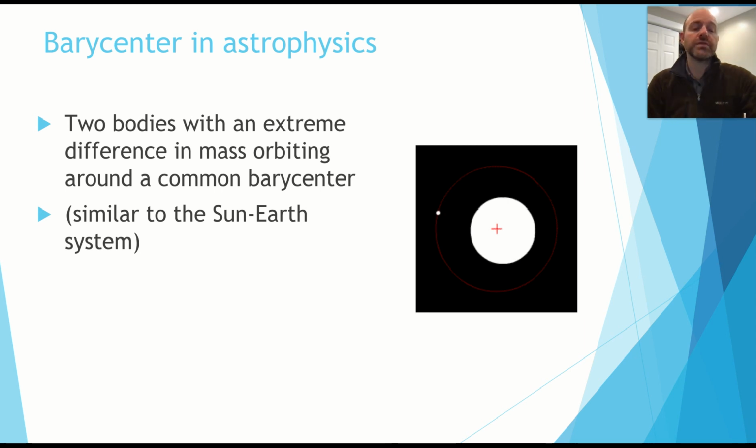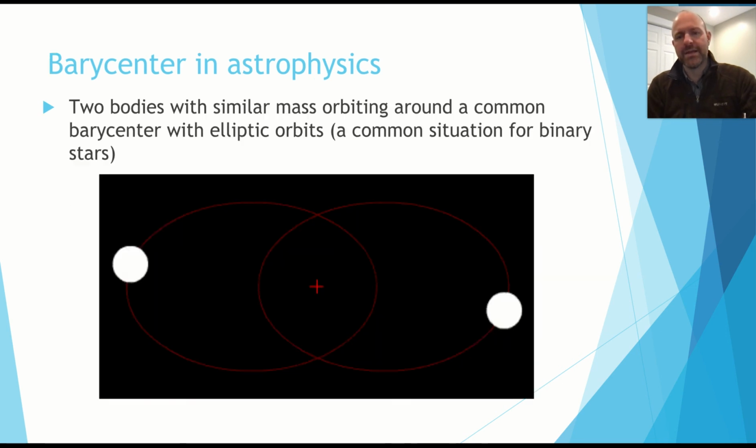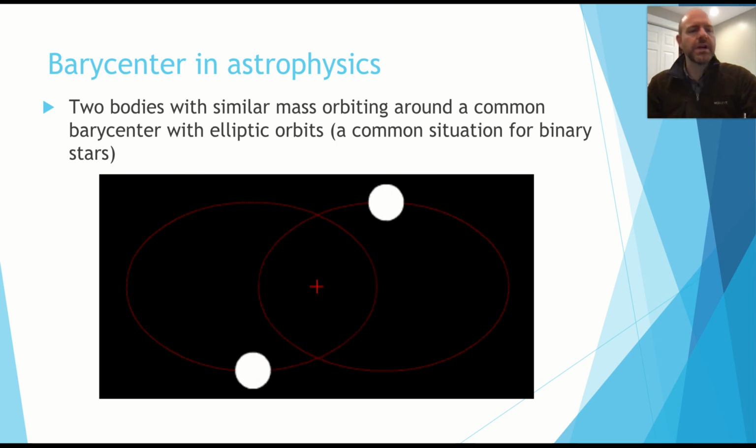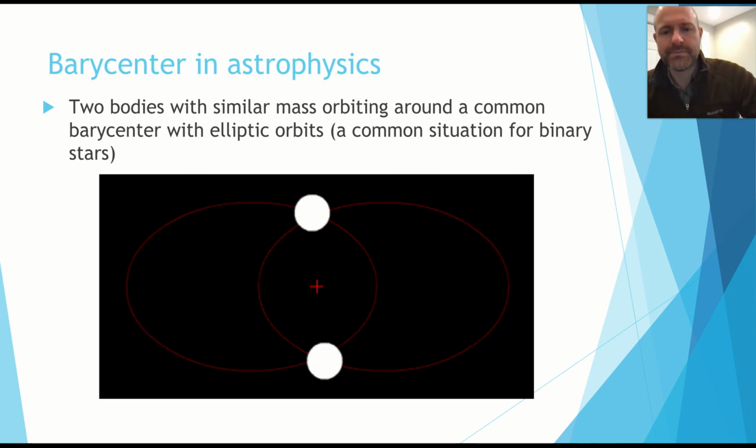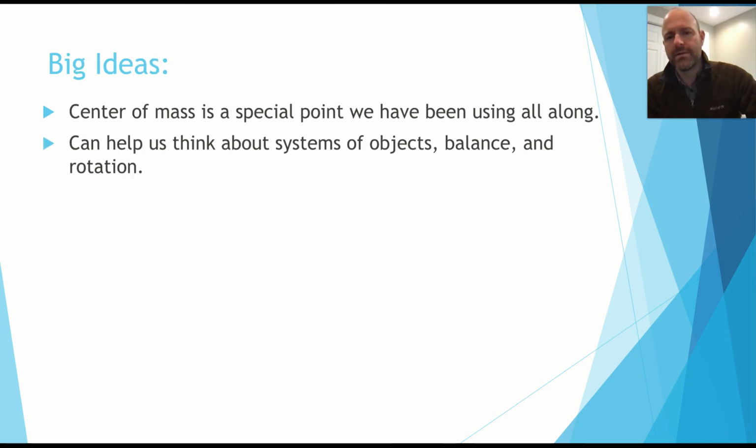Even this whole solar system, the Earth and the sun, the center of mass of the whole solar system is always inside the sun because the mass is so big. But you could also get more dramatic things like this, which is pretty common for binary stars, where they're orbiting in elliptical orbits around the center of mass. We'll talk a little bit more about orbits and gravitation in a little bit, but some ideas for now.